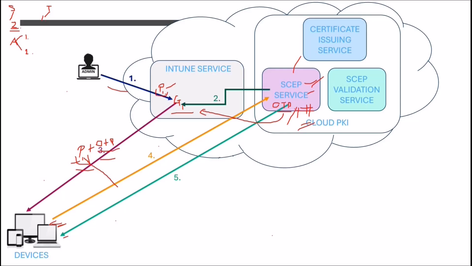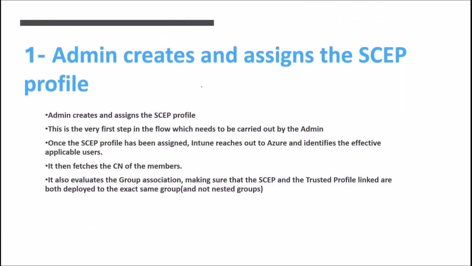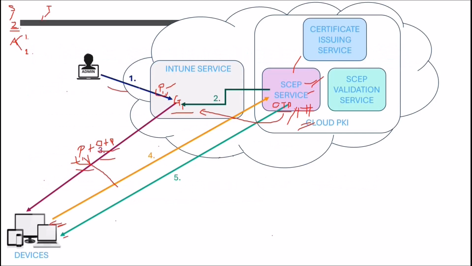Okay, again a quick recap. What was step 1? Step 1 was admin creates and assigns a SCEP profile. This is the very first step of the flow which needs to be carried out by the admin. Once the SCEP profile has been assigned, the Intune service reaches out to Azure and identifies the effective applicable users. It fetches the common name. It also evaluates the group association, making sure that the SCEP profile and the trusted profile are linked to the exact same group and not to nested groups. We have already seen all of this in step 1.